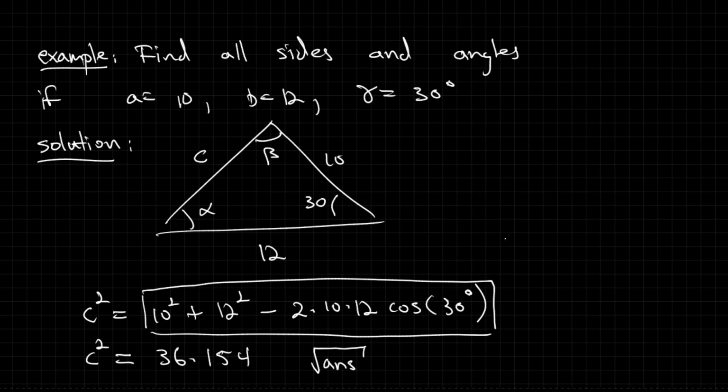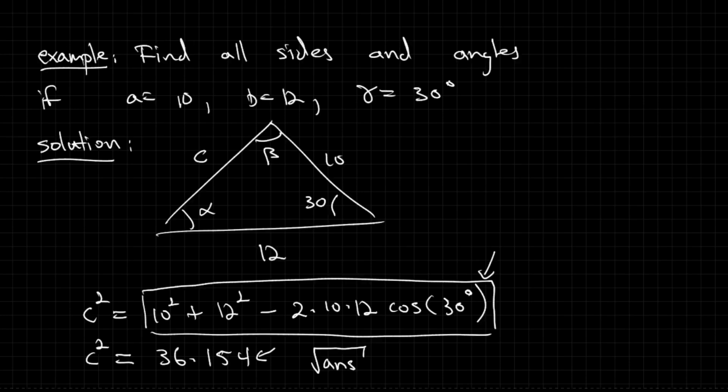I advise that you do this because you avoid making a bunch of round off errors. So for example, this answer here is rounded to 3 decimal points, but in your calculator when it's stored, this answer is rounded to many more decimal points. And so when I do the square root of my answer in my calculator, I get 6.013 rounding to 3 decimal points. And so that determines what C is.